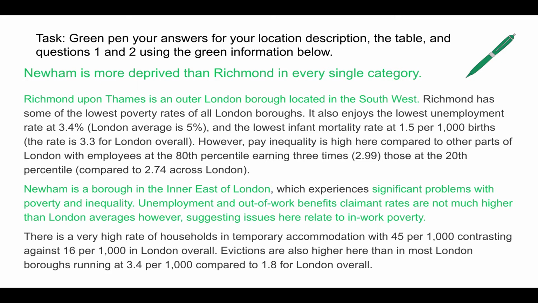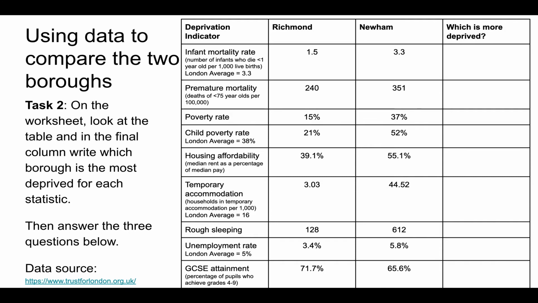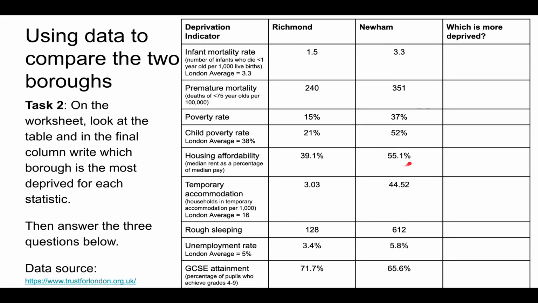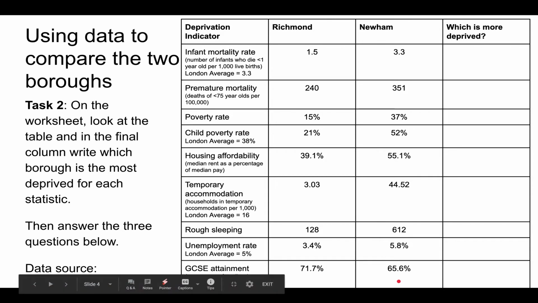When we look at Newham then, Newham is a borough in the inner east of London which experiences significant problems with poverty and inequality. And we've got lots of evidence to suggest there's issues with poverty and inequality. The child poverty rate in Newham is 52%. Okay, housing affordability, people spending more than half of their salary on just renting a home, having somewhere to live. Okay, and the number of people living in temporary accommodation is very, very high.